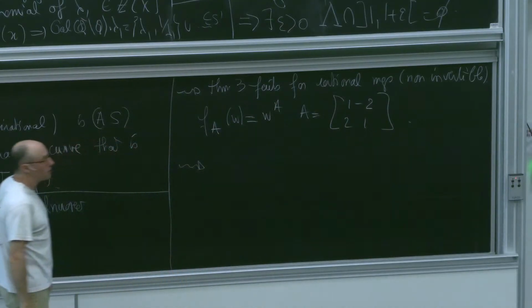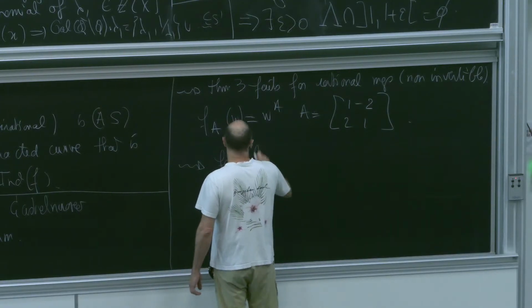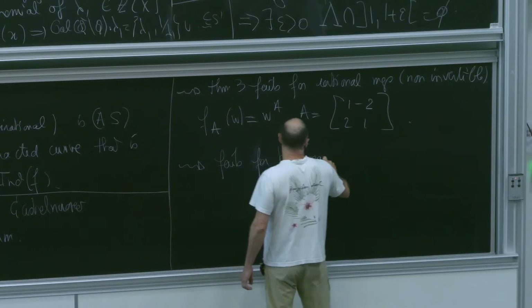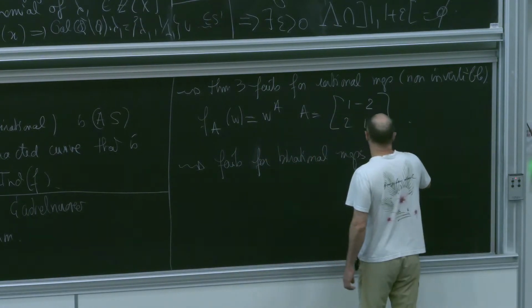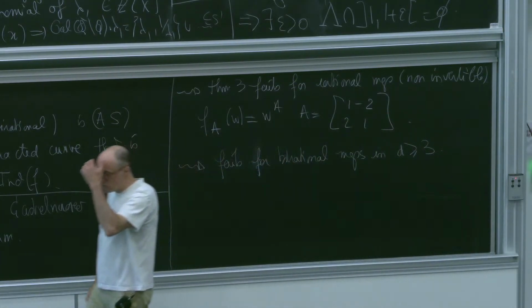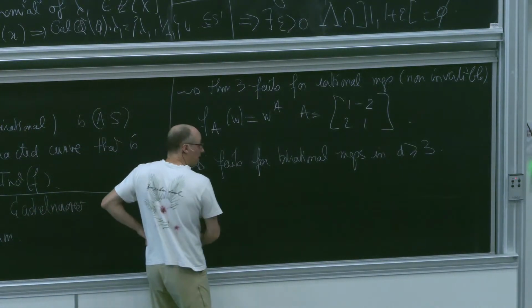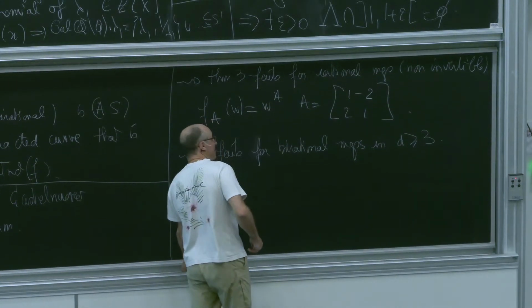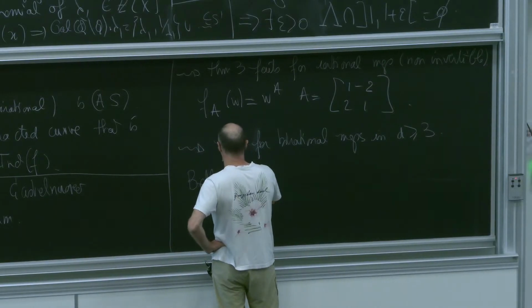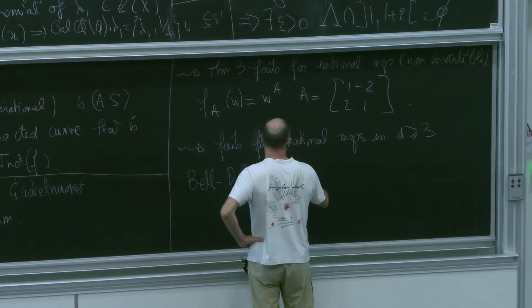And it also fails in higher dimension, so it fails for a birational map in dimension at least 3. And it fails really, really drastically, really badly. So you have a paper by Bell, Diller, Johnson, and Krieger.